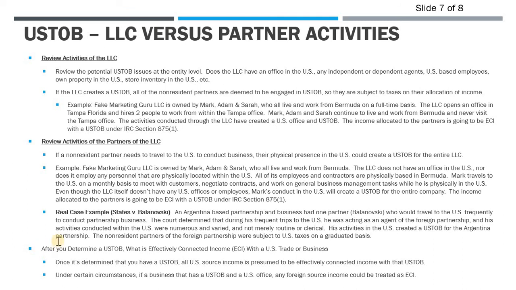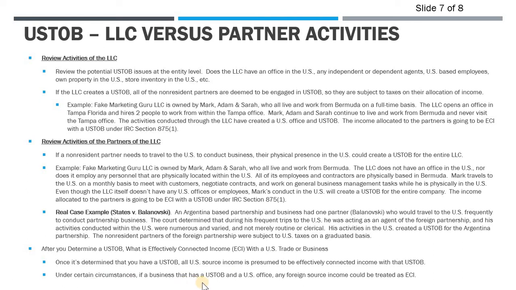So now, after you determine you have this USTOB, what is ECI exactly? Well, once you have a USTOB, all that U.S. source income is going to be presumed to be effectively connected income. So, in this example, fake marketing company, if they have a USTOB, all the income that's flowing through it, that's U.S. source. So if Mark is in the U.S. working, the income that he's earning while physically present in the U.S. is going to be ECI.